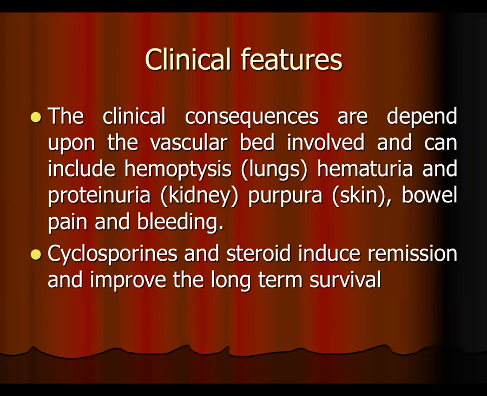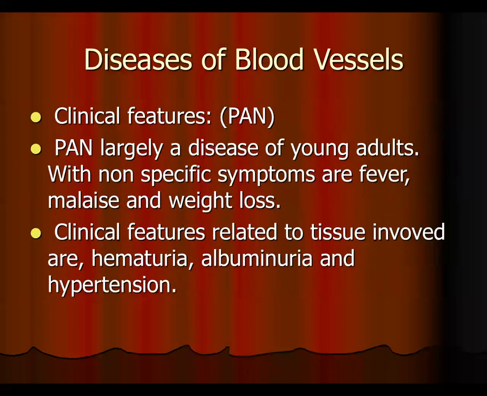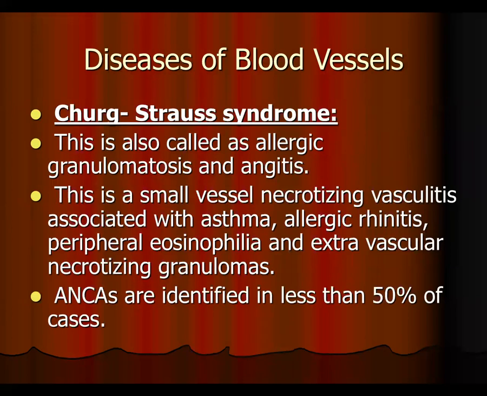In these cases, the treatment is most probably cyclophosphamide and steroids, which can be given for prevention of remission and to reduce the risk. In these cases, the anti-myeloperoxidase antibody can be a diagnostic tool for the diagnosis of microscopic polyangiitis. Now, another disease of small blood vessels is Churg-Strauss syndrome.